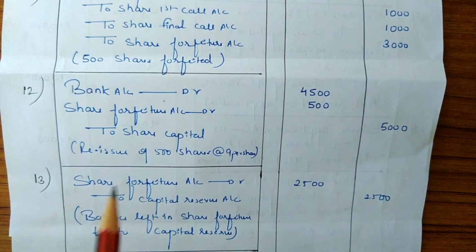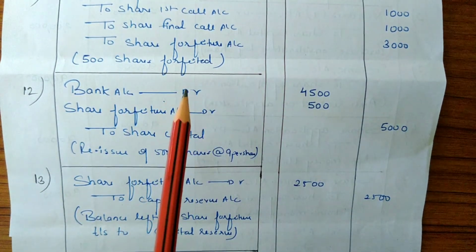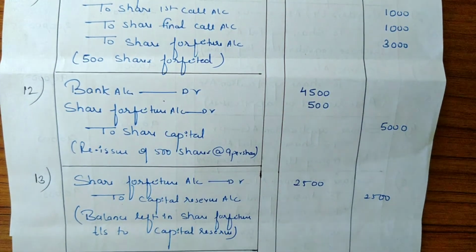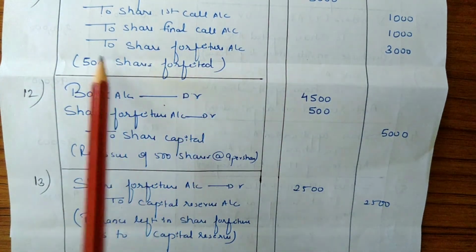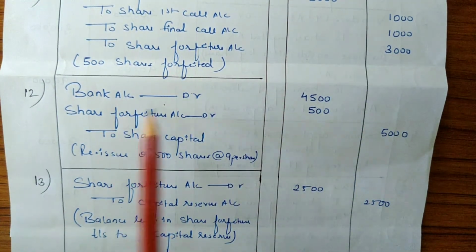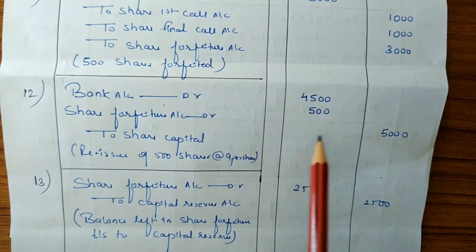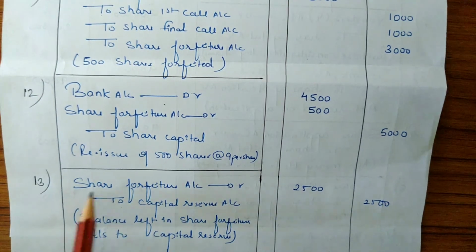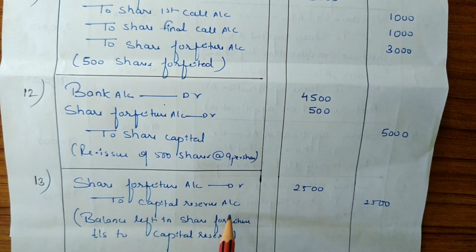Now, as we know, after the reissue of forfeited shares, the credit balance left in share forfeiture account, which is considered as capital gain, it is always transferred to capital reserve account. So here the balance in the share forfeiture account was 3000, out of which 500 was compensated for the loss on reissue of shares. So the remaining balance is 3000 minus 500, that is 2500. So the entry will be share forfeiture account debit to capital reserve account. Amount will be 2500 and 2500. Narration is balance left in share forfeiture account is transferred to capital reserve.